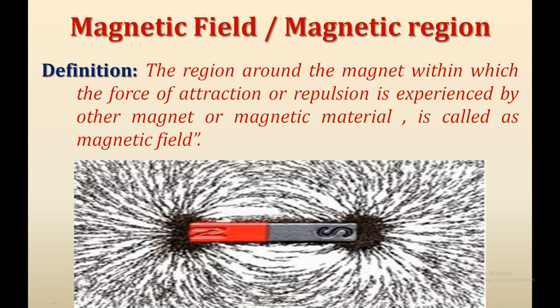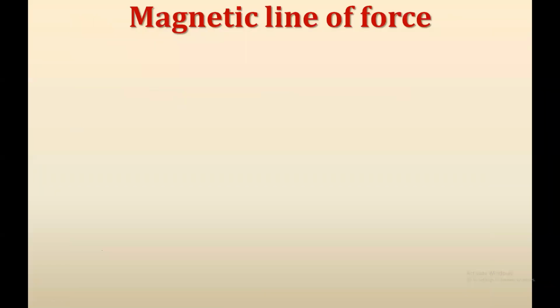If we want to draw the magnetic region around the magnet, how can I draw it? Because the thing is invisible. Then also if I want to draw it, we can draw it diagrammatically with a dotted line, and hence a new concept comes into the picture, we call it magnetic lines of force. With the help of these magnetic lines of force, we can show the imaginary magnetic field.